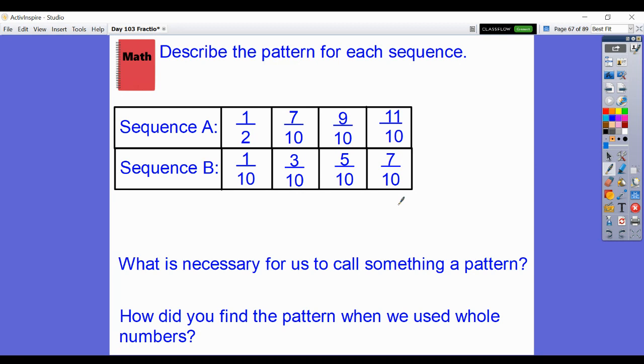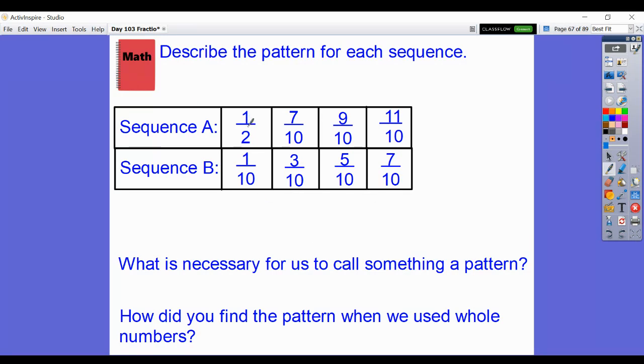So what is the pattern here? You're right. You add 2/10 each time. 1/10 plus 2/10 is 3/10. 3/10 plus 2/10 is 5/10. 5/10 plus 2/10 is 7/10.